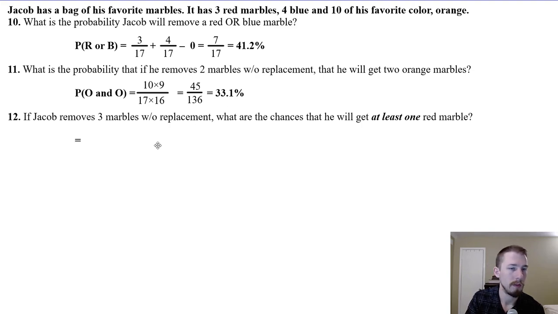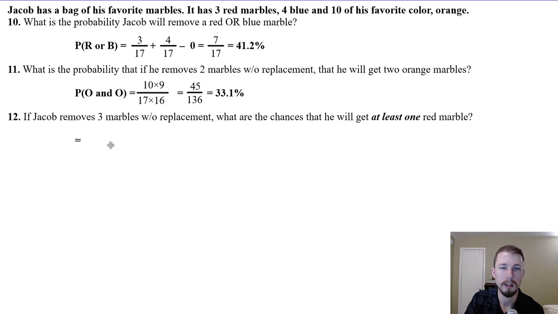If Jacob removes 3 marbles without replacement, again, so they're not independent events, because after each one's removed, it's going to change the overall probabilities. What are the chances he'll get at least 1 red? Anytime you see at least 1, we solve by the complement, so we're going to find the probability he doesn't get any reds out of 3 chances, and then subtract it from 1.